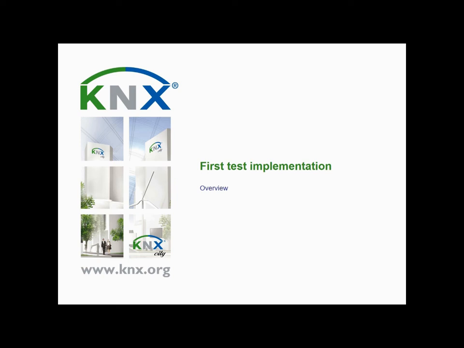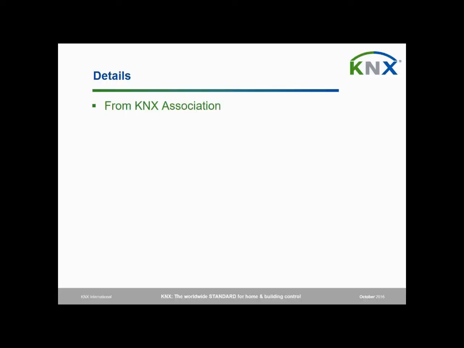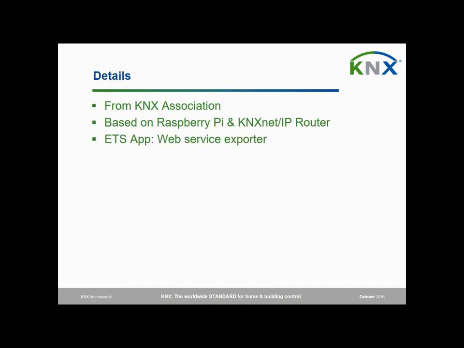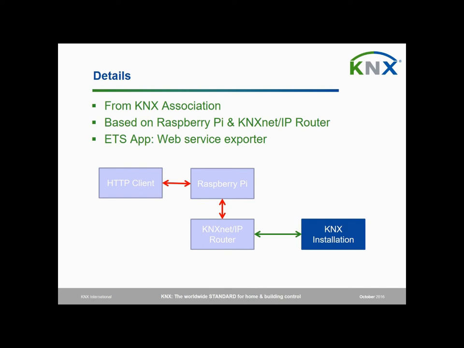Okay, so that was the first part. Now let's have a look at the second part, which is about the first test implementation. It will just be an overview of this test implementation that you can test for yourself, of course. It is a test implementation from KNX Association. It's based on Raspberry Pi and a KNX Net IP router, and of course the ETS app Web Service Exporter. So here we see the KNX installation linked to a KNX Net IP router, which is linked via IP to a Raspberry Pi, which is linked via IP to an HTTP client.